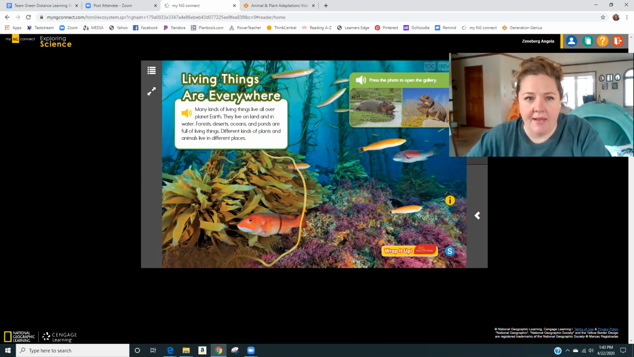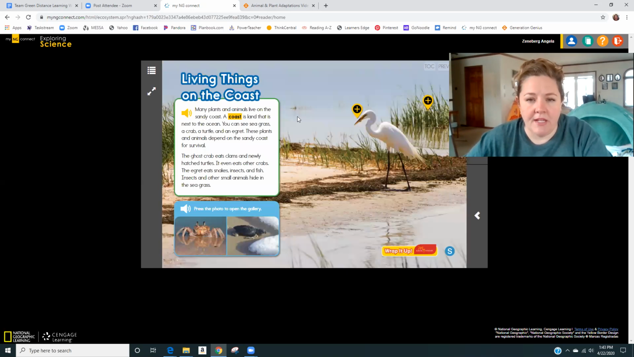We're going to skip ahead to a particular type of habitat, and this is the coast. Many plants and animals live on the sandy coast. And they call this the sandy coast because you can see most of the land in this area is sand. A coast is a land that is next to the ocean. You can see seagrass. Here's some of the grasses I'm pointing to along the edge of the water. There's crab, a turtle, and an egret. An egret is the name of this bird here.